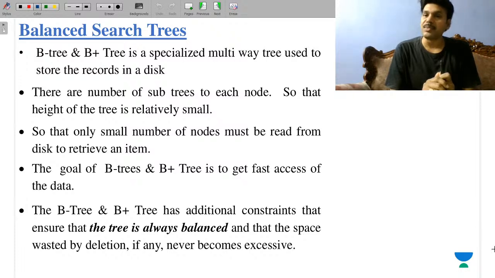That's why the name implies balanced search trees. There are two famous balanced search trees. One is a B tree, the other one B plus tree, and the other one B star tree. So what is the difference between each and the other? We will discuss in this lecture. I hope you're all ready to learn.